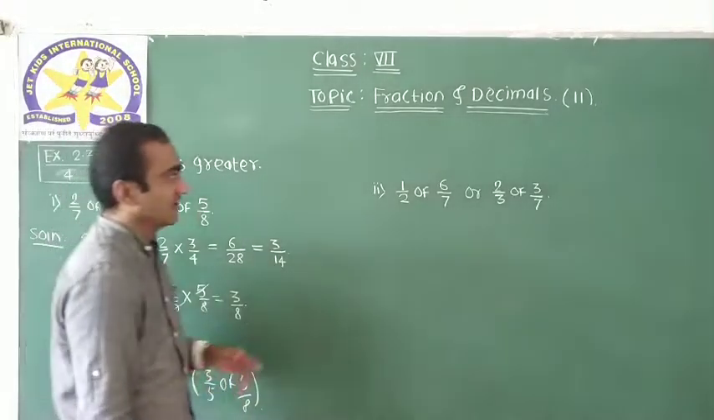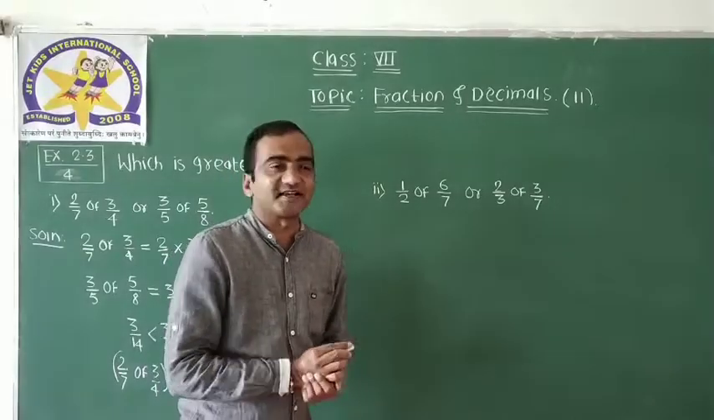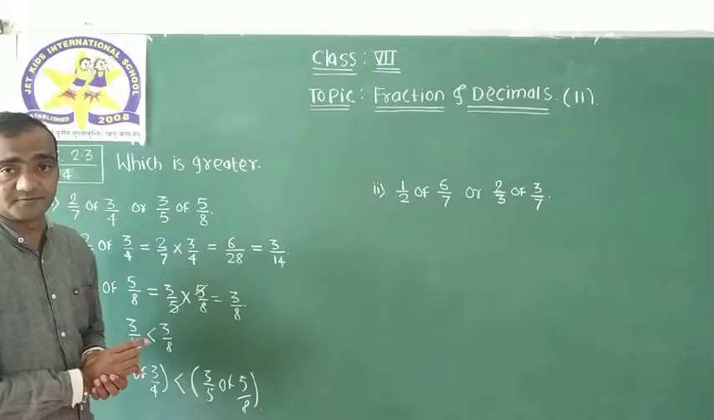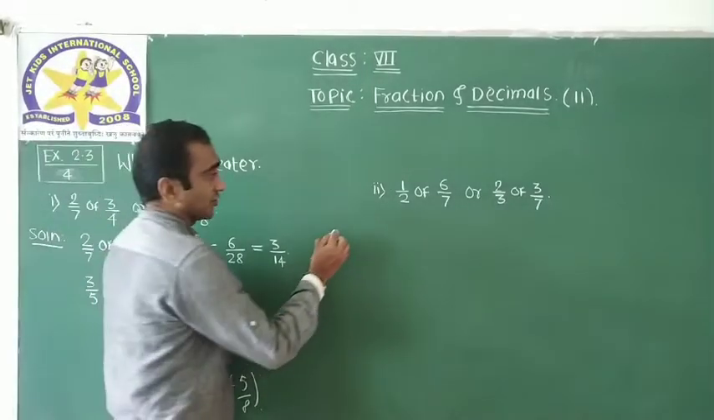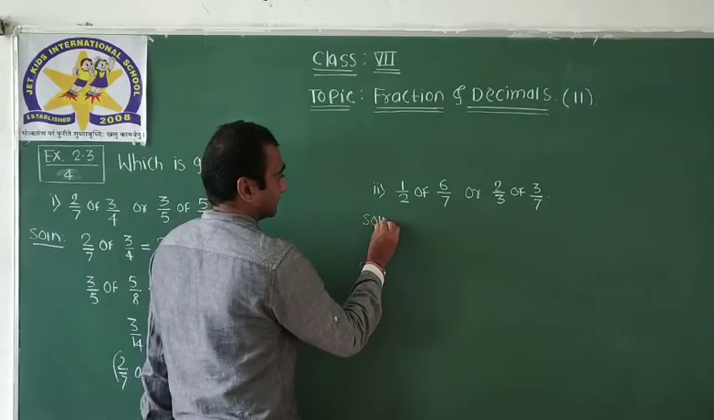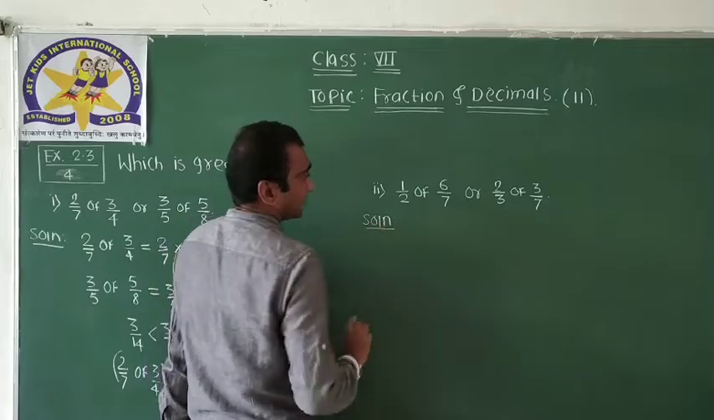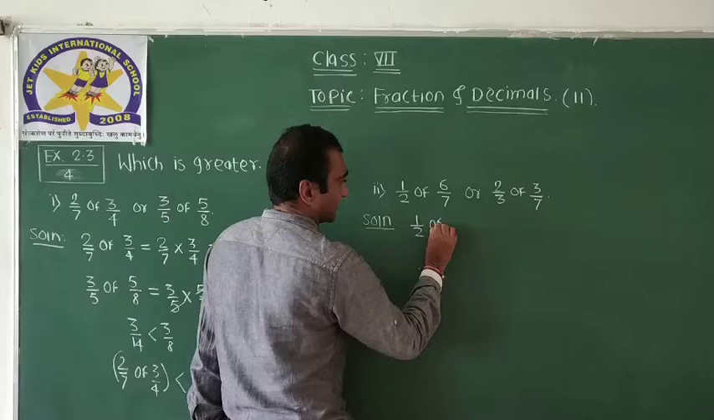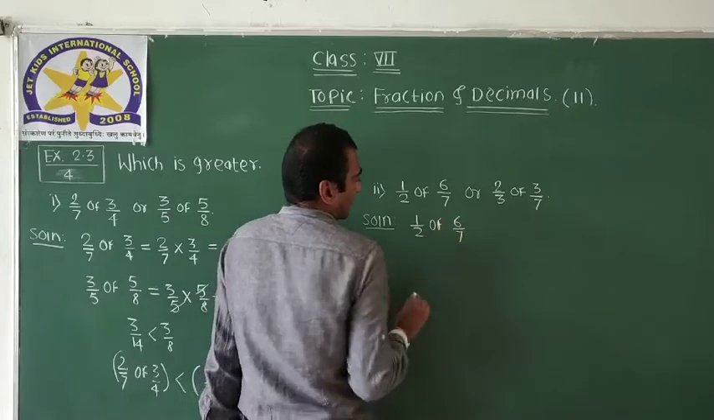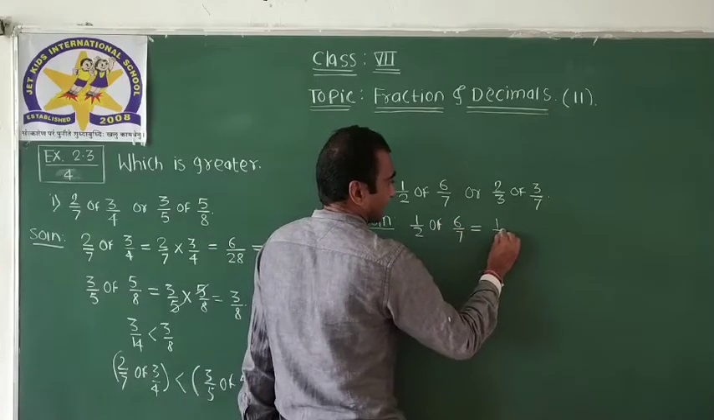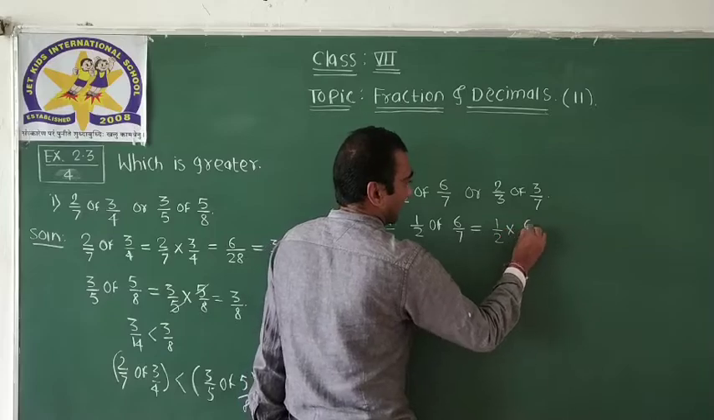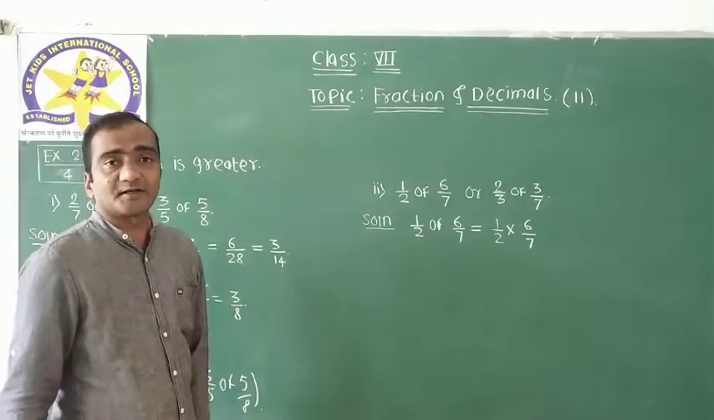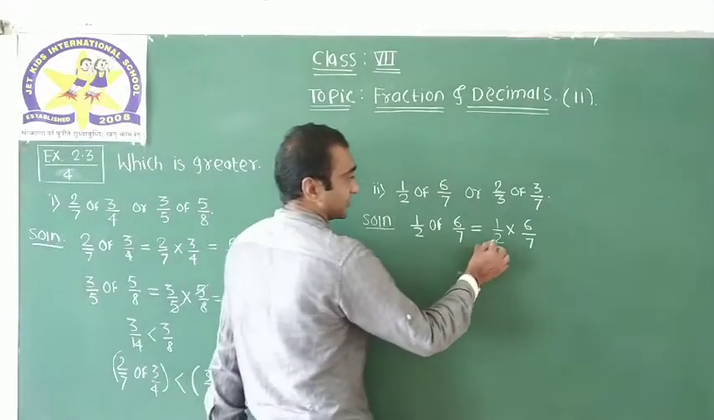Okay, students. Now we have to see question number second. Again, we have to check which number is greater. Now, the solution of the second question. First of all, we simplify the left hand side, which is 1 by 2 of 6 by 7. 1 by 2 of 6 by 7 is 1 by 2 multiplied by 6 by 7. Here we can make a calculation. Very simple calculation is there.